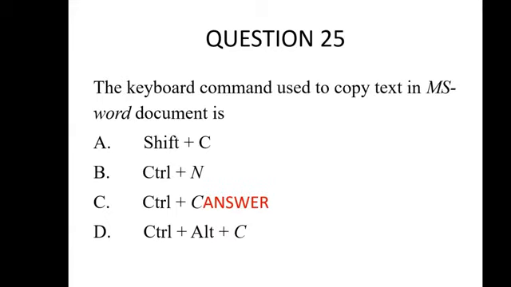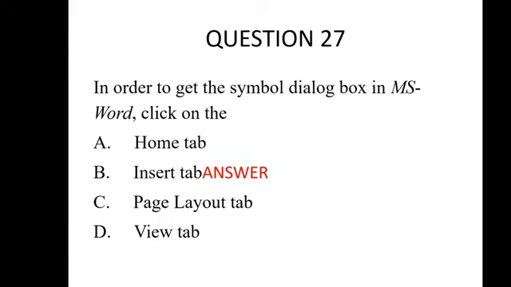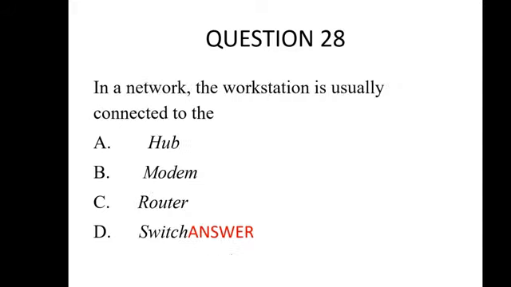The keyboard command that is used to copy in Microsoft Word is Ctrl+C. C is the answer. The Corel Draw palette helps you to draw in color, so B is the correct answer. In order to get a symbol dialog box in the Microsoft Word, you have to use the Insert tab. In the network, the workstation is always connected to the switch.